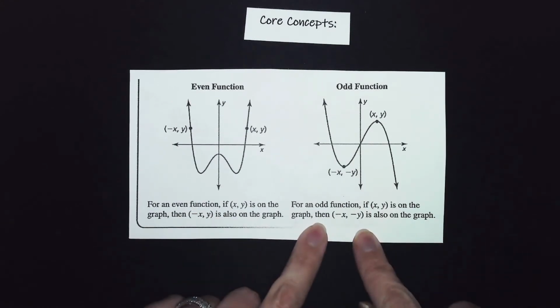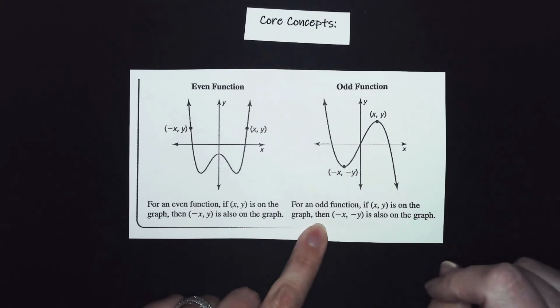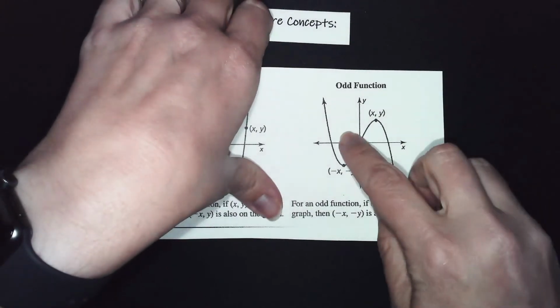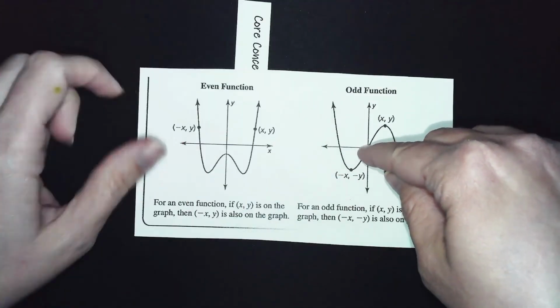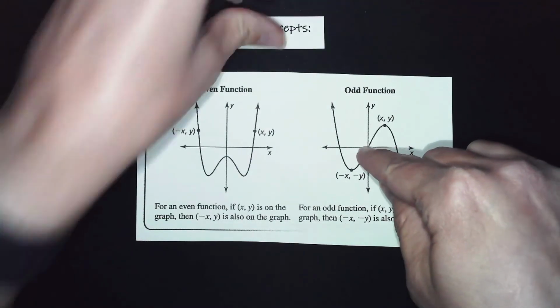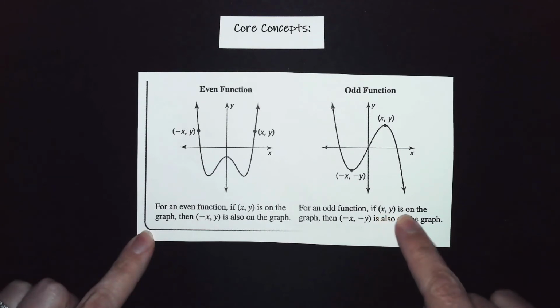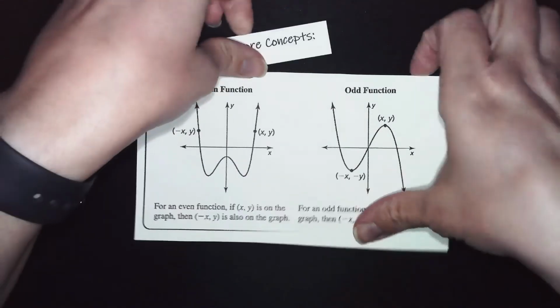For an odd function, we talked about in the definition how it looks like if it's rotated 180 degrees. So if I take this graph and rotate it about the origin, I'm just going to spin it upside down, it looks the exact same. Spin it back. That graph still looks the same. That makes something an odd function. So for an odd function, if x comma y is on the graph, then negative x, negative y is also on the graph. So let's try this for number 7.